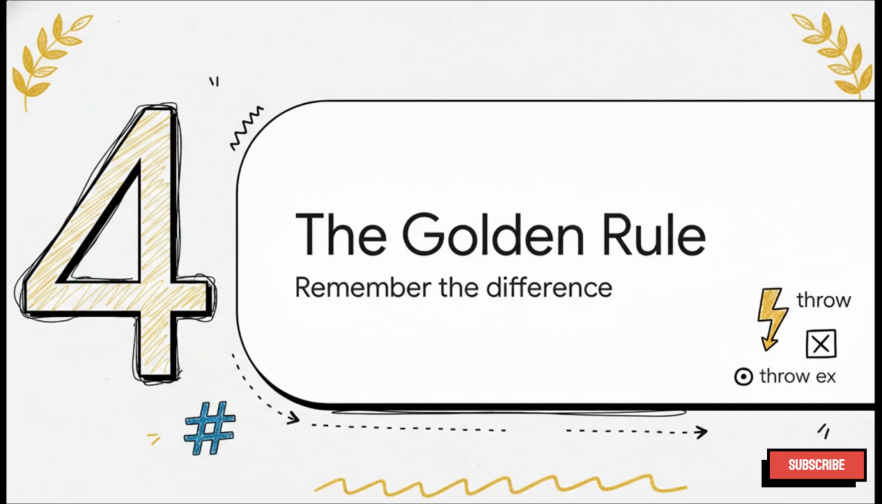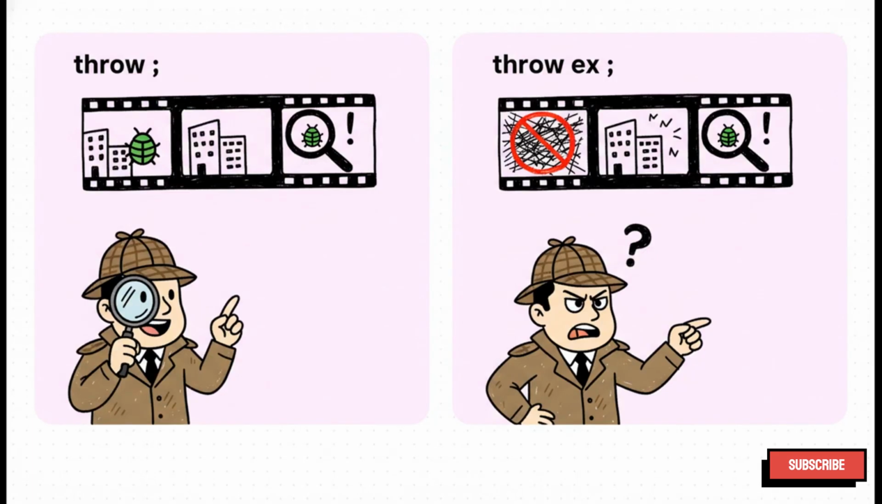Okay, so understanding this difference is just absolutely critical. To make sure this never, ever trips you up again, let's lock in a simple golden rule. Let's go back to our detective analogy because it's perfect for this. Using throw, that's like getting the full, unedited CCTV footage. You can see exactly what happened, step by step. But using throw x, that's like the detective showing up and finding out the most important part of the tape has been wiped. The trail's gone cold, you've lost your lead.